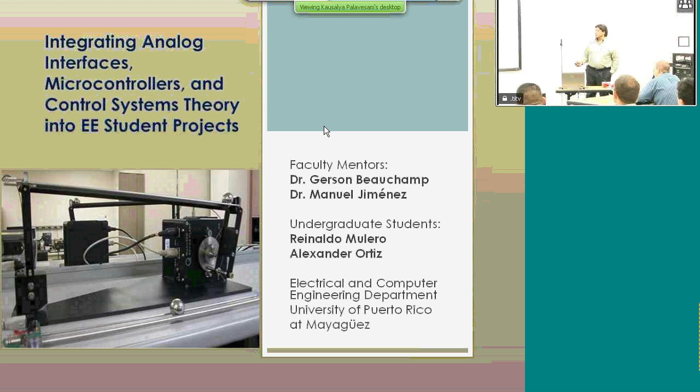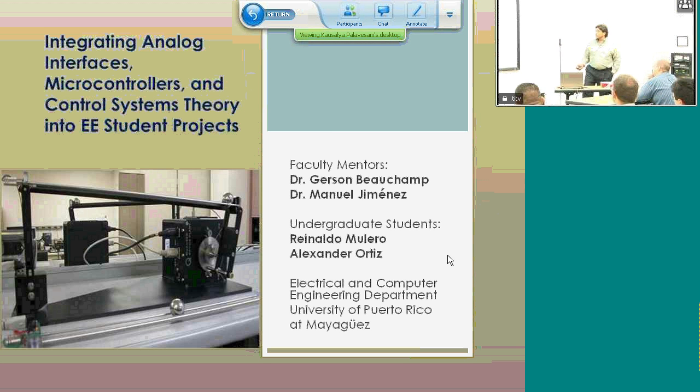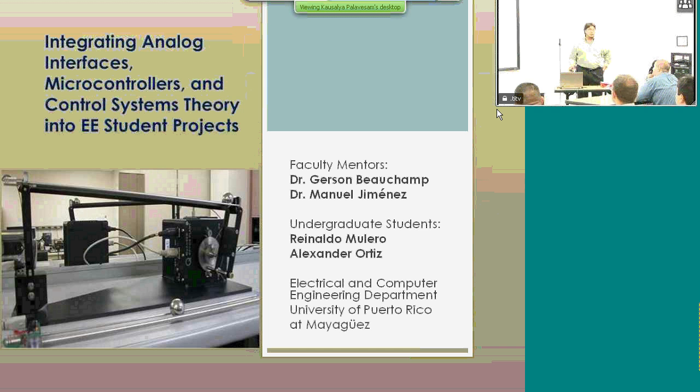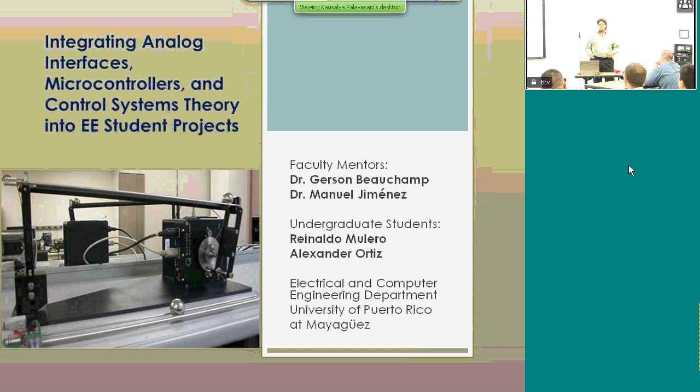What we did was we used a system that is called the ball and beam system. It's used in control systems as an educational tool. And we built a controller using the MSP430.